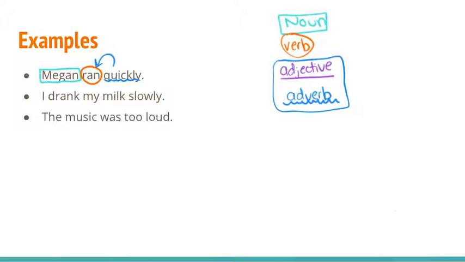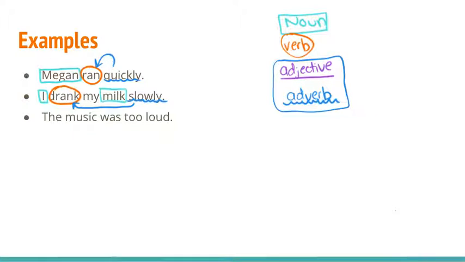With our next sentence, I is a pronoun, not quite a noun. Drank my milk slowly. Milk is going to be our noun. We've got a verb here, drank. That leaves slowly. That is going to be our adverb, which is describing how I drank my milk. Did I drink my milk quickly? Did I drink my milk hurriedly? No, I drank it slowly. That is how we describe the action of me drinking milk.